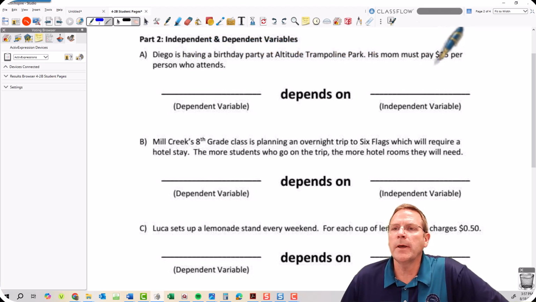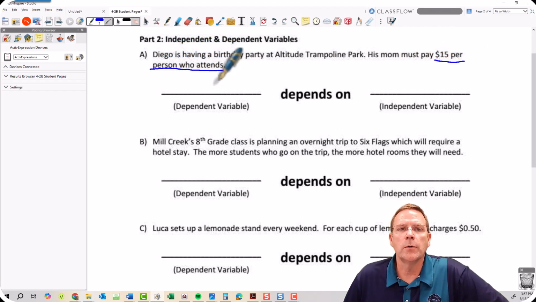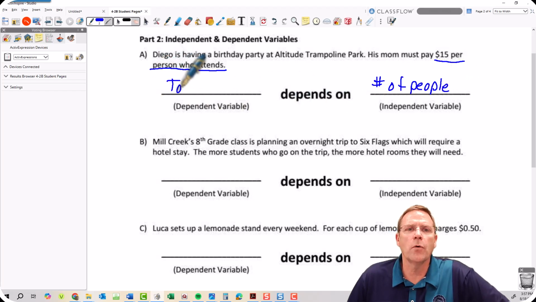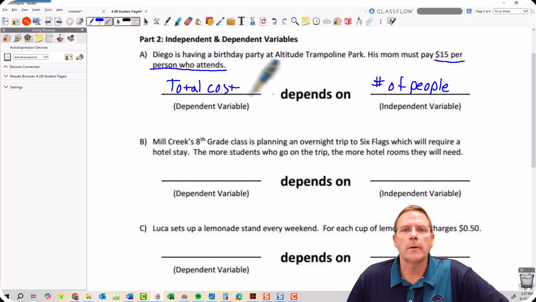His mom must pay $15 per person who attends. So what is going to be the dependent variable and what's going to be the independent variable? Well, the independent variable is going to be your number of people. As the number of people changes, what is that going to affect? That is going to affect your total cost. Oh, misspelled that one. There you go. So that'll be your total cost.